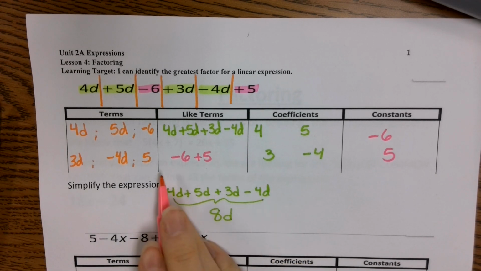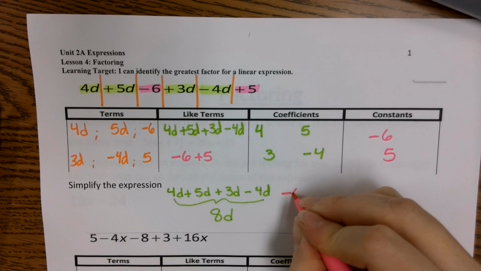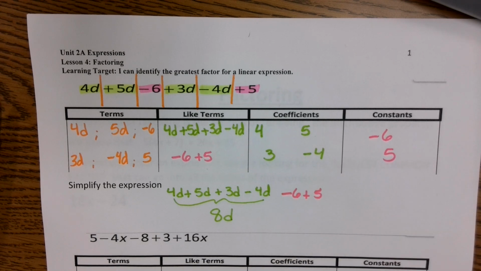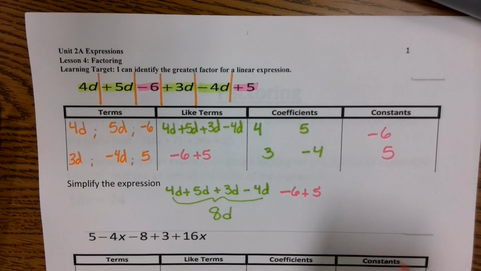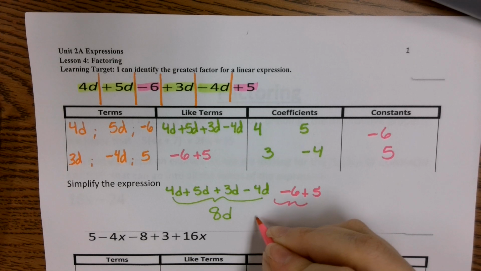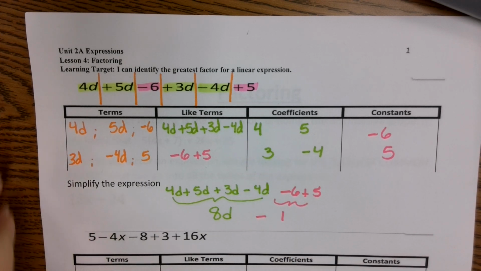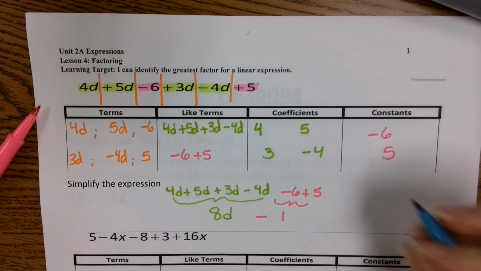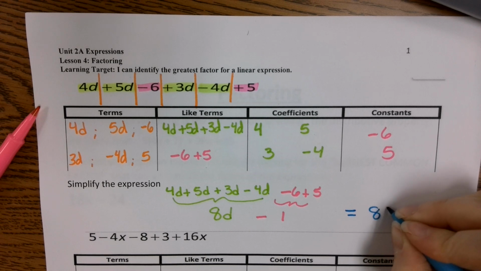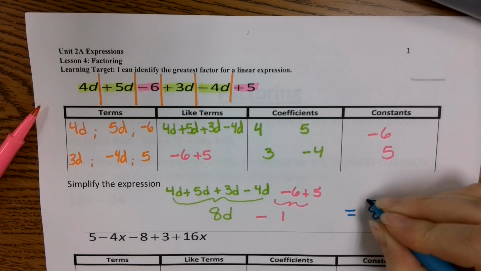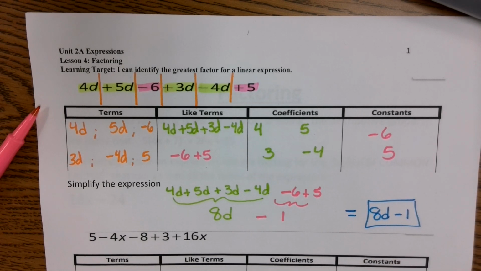Okay, then I also have to focus on the constants, that -6 and that +5. What's -6 plus 5? -1. So we'd write -1. So there's my final answer then. In simplest form, my final answer is 8D minus 1. Cannot combine those together at all.